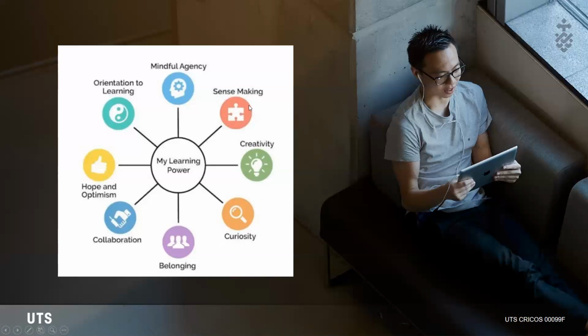So most of these attributes are personal and they're about the individual. But the next two, belonging and collaboration, are about relationships with other people. So the first one, belonging, is feeling like I belong in an engineering program, essentially. So I'm in the right place. I've got people that I can rely on around me and relate to.